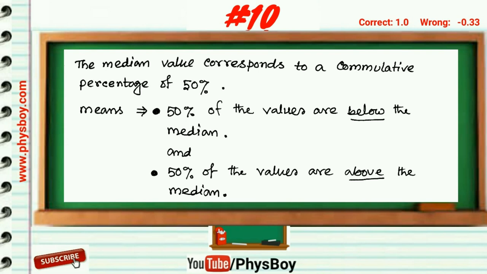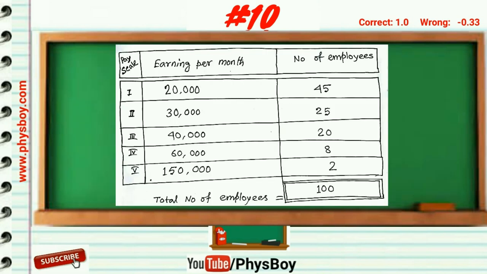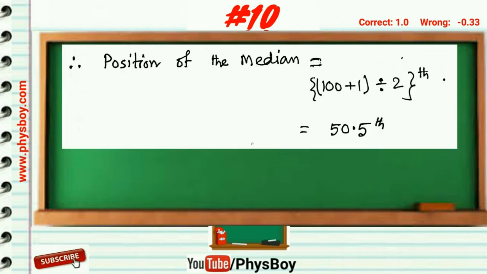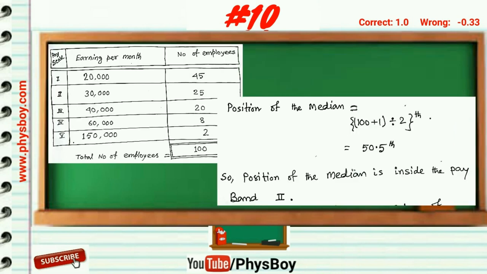I made this table from the set of data given in the question, and the total number of employees is 100. Now the position of the median can be calculated from the previous formula, where N is equal to 100. So if you put the value of N, then (100 plus 1) divided by 2 is equal to 50.5. So the position of the median is inside the pay band 2.